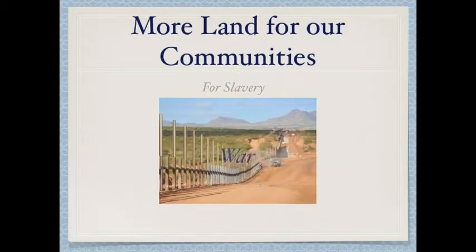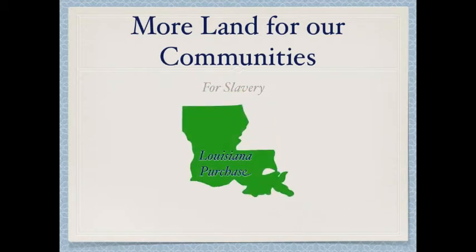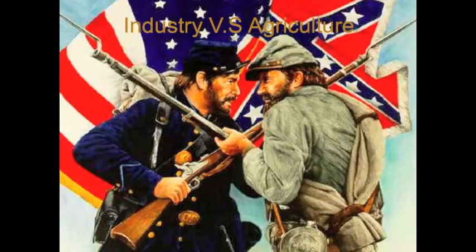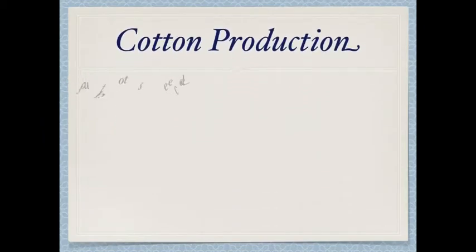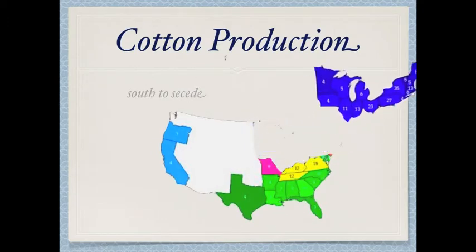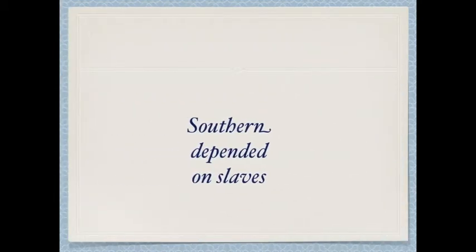We got more land for our communities by fighting in the Mexico-America War and the Louisiana Purchase. We used this land for slavery. Industry versus agriculture. Because of the cotton production, the South seceded. Then, the Southern economy started depending on slaves.